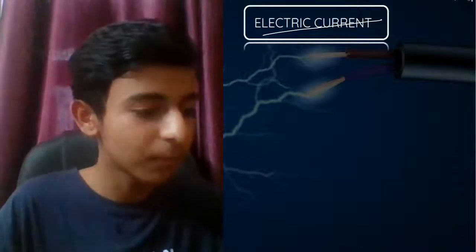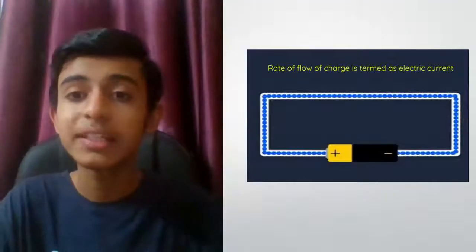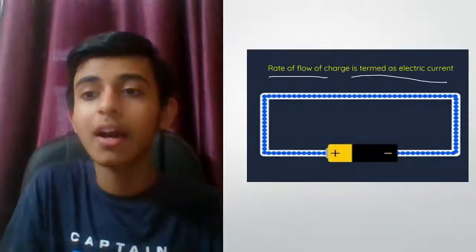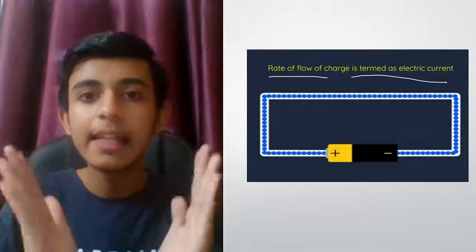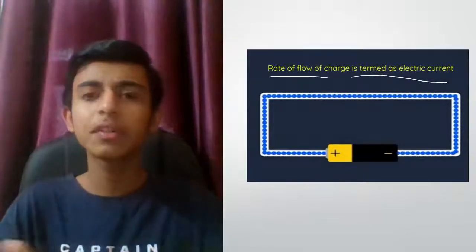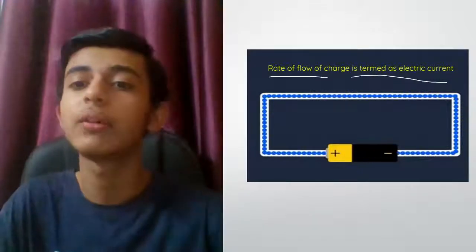Tell me, what is electric current? Okay, now let me tell you the definition of electric current. The rate of flow of charge is termed as electric current. Electric current is nothing very new. It is something which we've already studied. It is the rate of flow of charges.